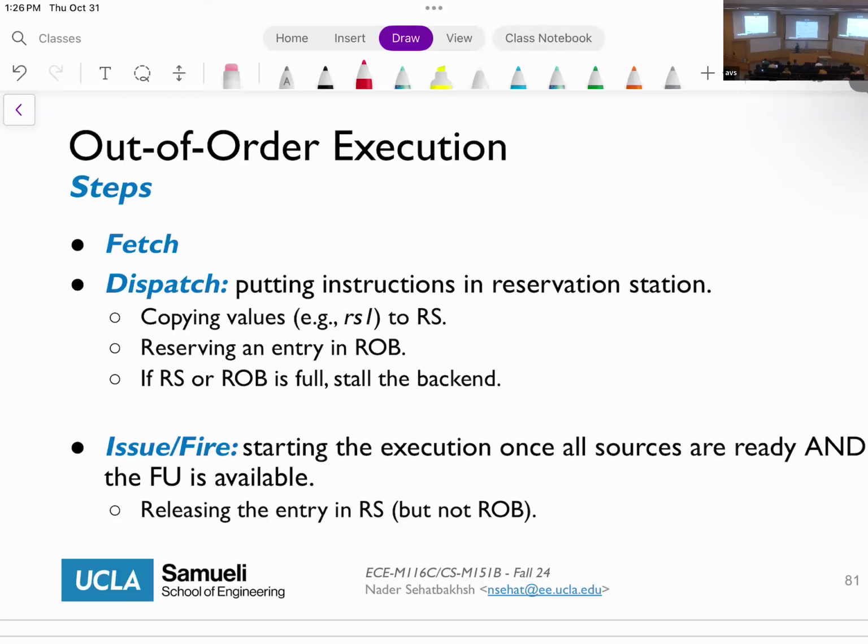Then we go to the dispatch unit. After fetch, we go to the decode stage, and from decode, we go to the dispatch unit. Decode is the same as what we had before. And during dispatch, we're going to put things into my reservation station. This means that I'm going to read the values from the register file and copy them into my reservation station. I'm also going to reserve an entry in my ROB. That's a very important part of dispatch.